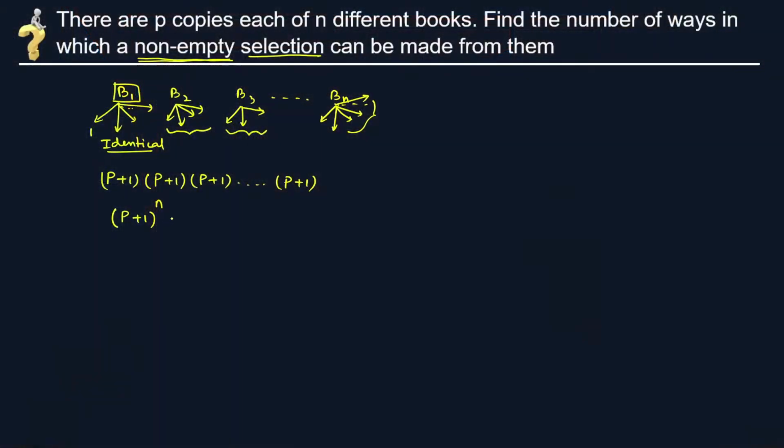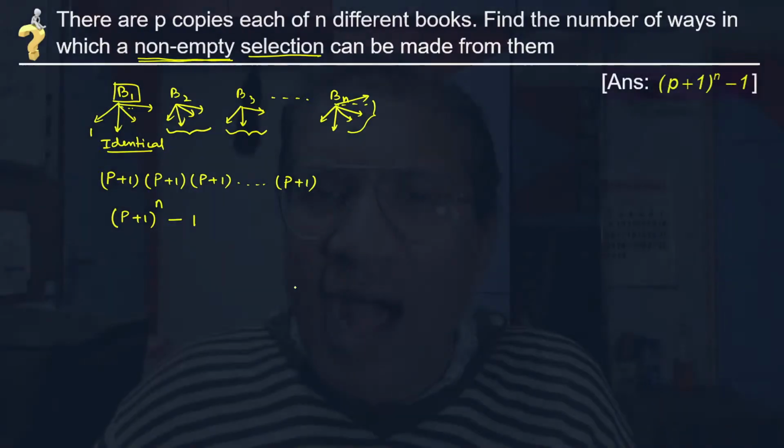But in this total selection, there is only one selection in which you have not selected copies from B1 or B2 or B3 or B4 till Bn. That is, you have not selected any copy, which is one way among this (P plus 1) to the power N. Is it clear to you? Therefore, the total number of non-empty selections will be (P plus 1) to the power N minus 1. That will be our answer.